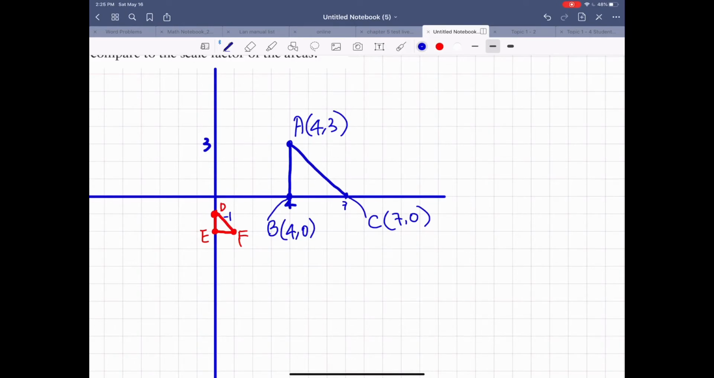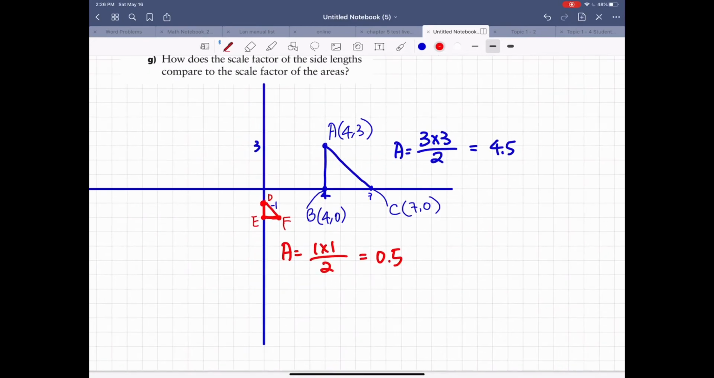This blue triangle here, triangle ABC, has an area of, this is a 3, this is a 3 for length. So 3 times 3 divided by 2 will be the area of this triangle. And this triangle here would be 1 times 1 divided by 2. Base times height divided by 2. So here is 4.5, 9 divided by 2, 4.5. And then this is, I'm going to use red, this one is 0.5.